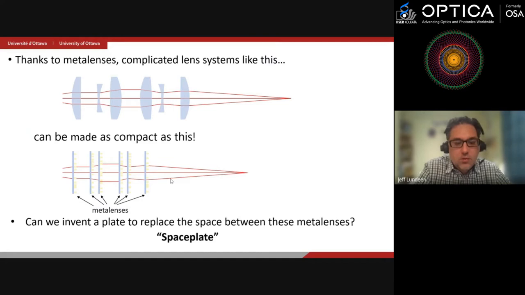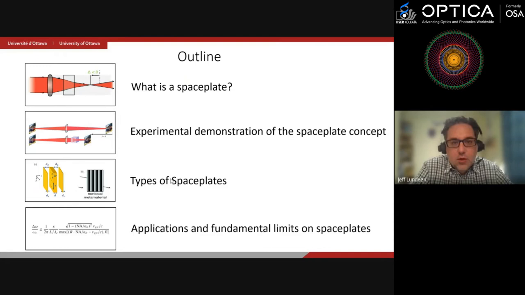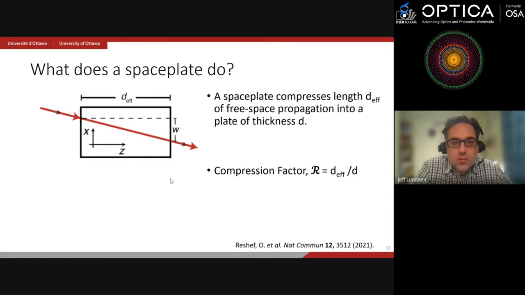So that's sort of the introduction to the talk. And then for the rest of the talk, I'm going to go deeper into this question: what would we require for an optical element to do that? We're going to talk about the first experimental demonstrations, types of space plates, and then if we have time, some applications and fundamental limits on space plates. Okay, so what does a space plate do? Well, in the ray picture, you can picture a ray coming in at a particular angle, going through some volume of free space. So this would be like the space between the lenses.